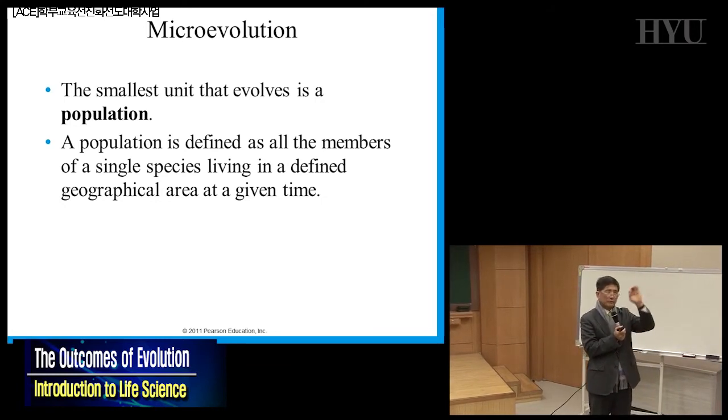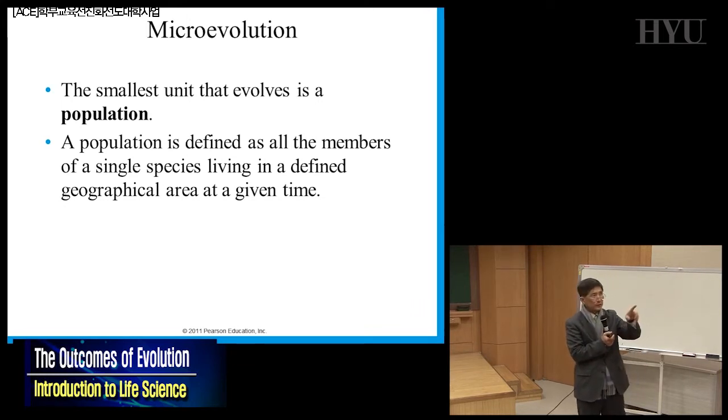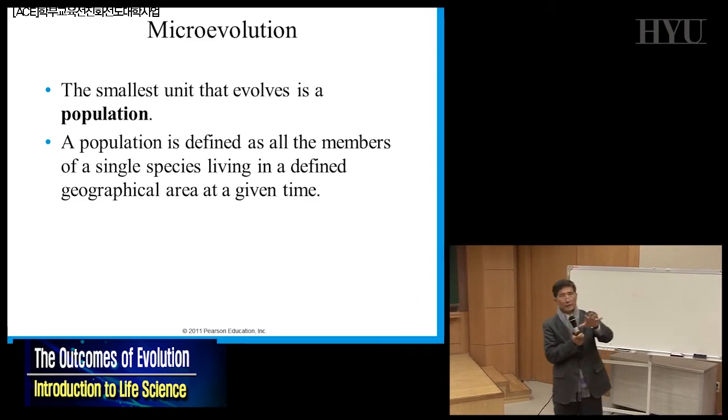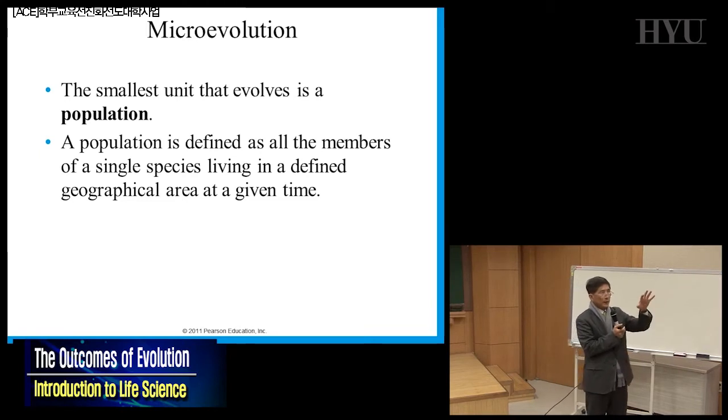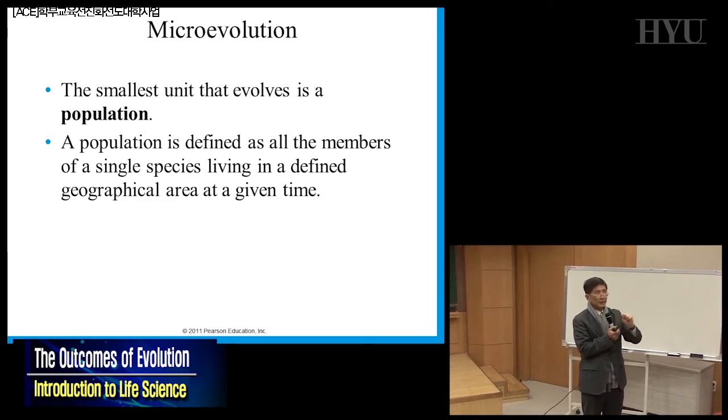So in the first part of this class we talk about what a population is. A population is defined as all the members of a single species living in a defined geographical area at a given time. So, Korean population or human population. That's the smallest unit that can evolve. What do you mean by that population is evolving? Because we know molecular biology. So what is evolving actually?